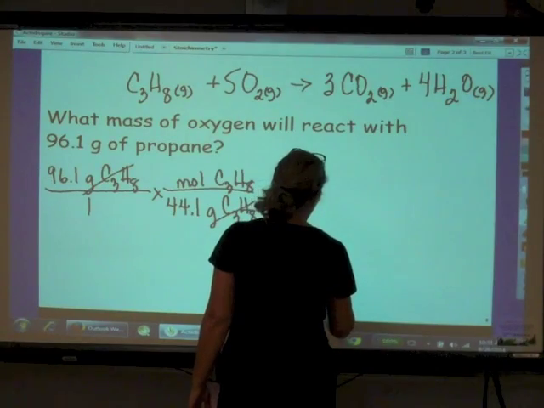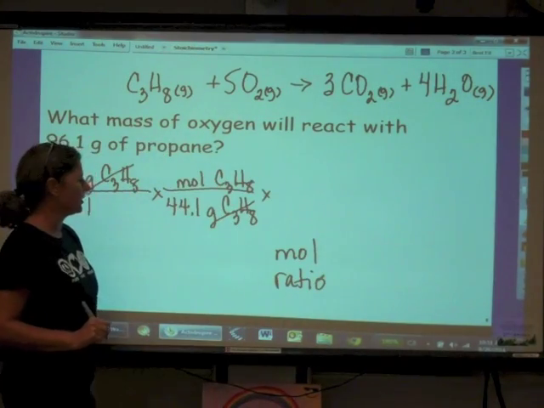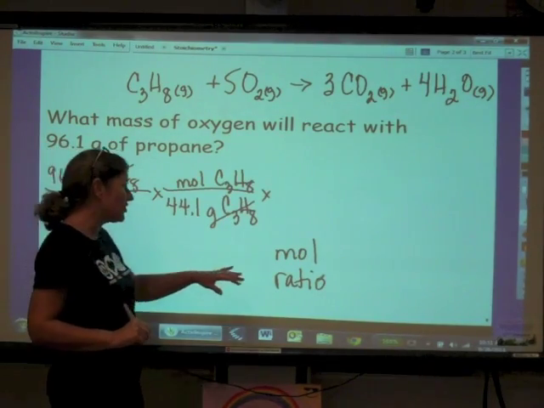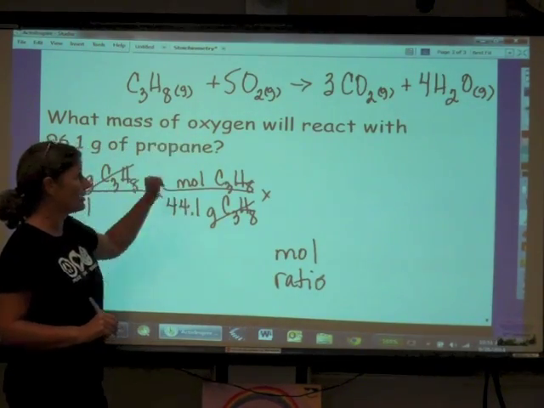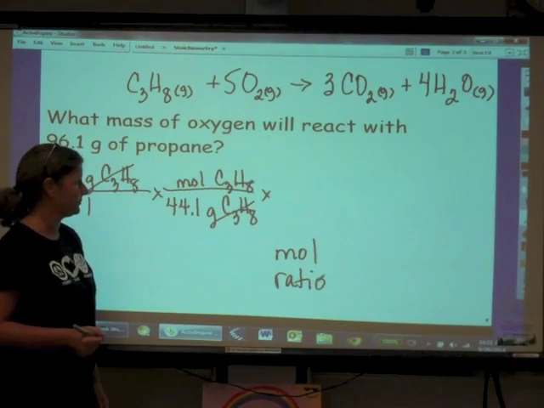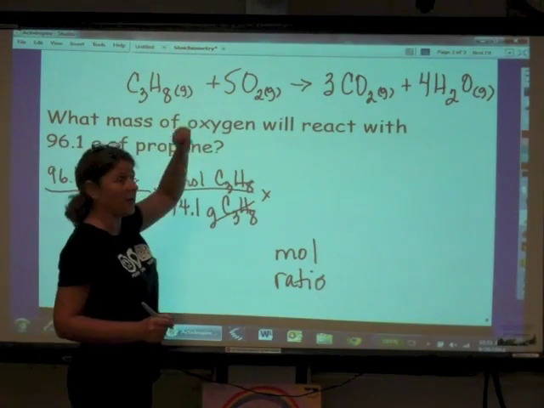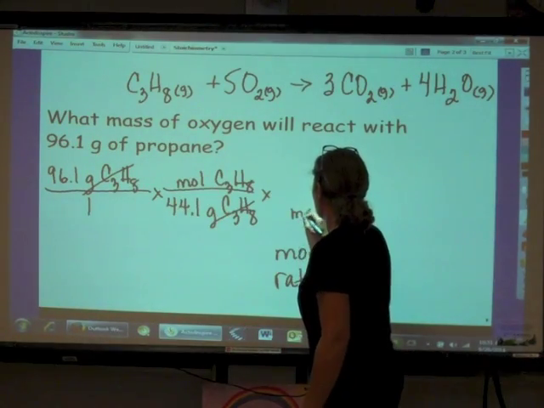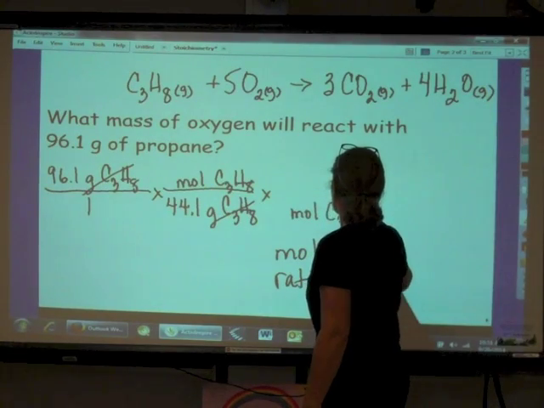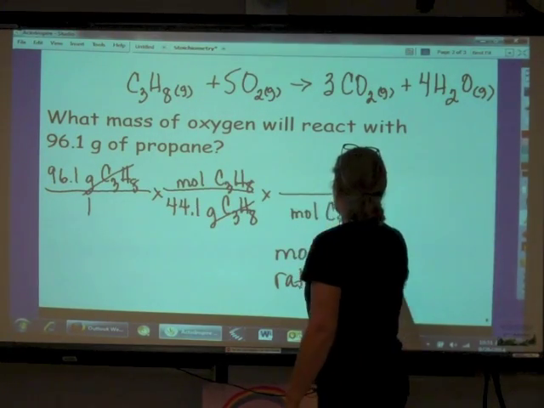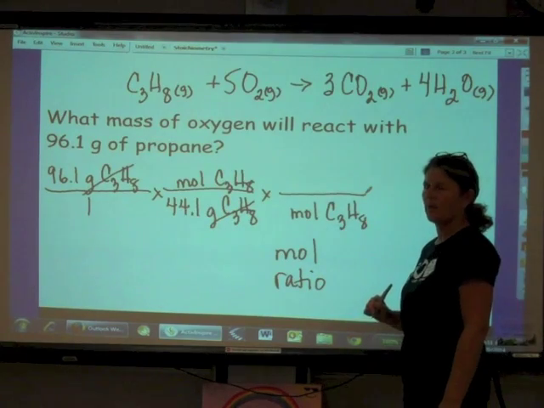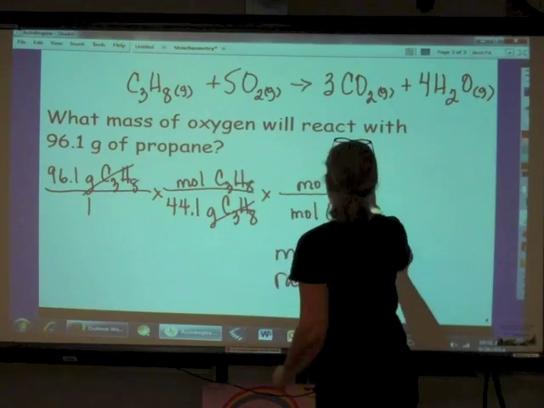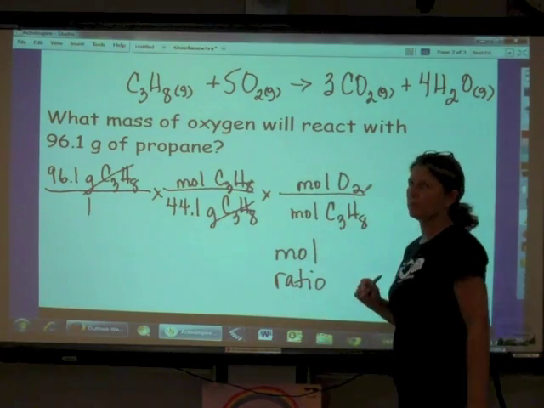And the mole ratio is the heart of the stoichiometry problem. What that means is, what is the ratio between the moles of the two substances that we're comparing here? We're going to find that in our balanced equation. So, the moles of my known is going to go in the denominator, and the moles of my unknown, O2, is going to go in the numerator.